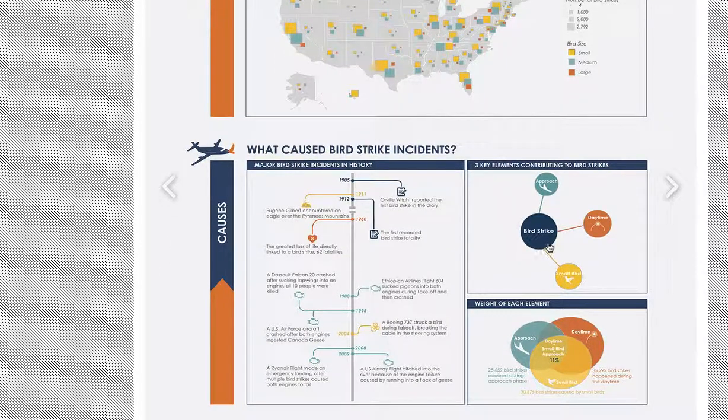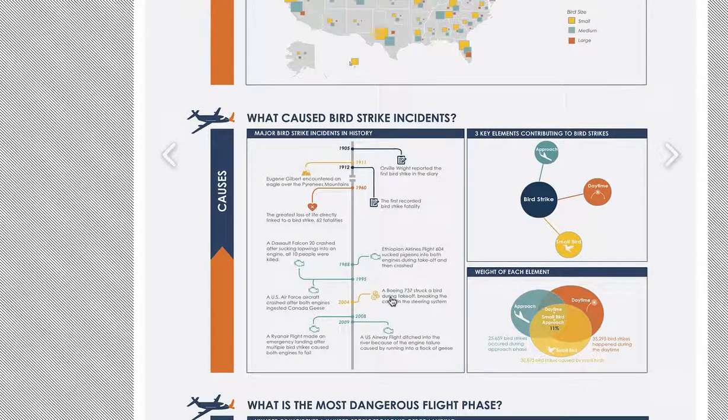This chart shows the relationship between bird strikes and some vital elements contributing to the incidents. And the Venn diagram here explains further the crossover among these three elements when a real incident happened. Time potential is created by the time chart describing the major incidents in human history. It is a vertical line from the earliest year to the latest.